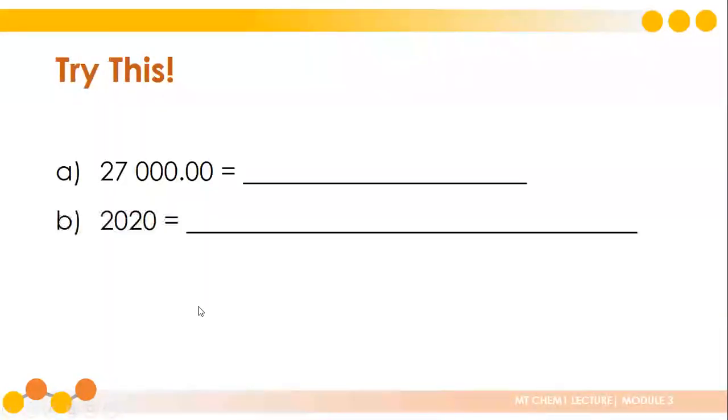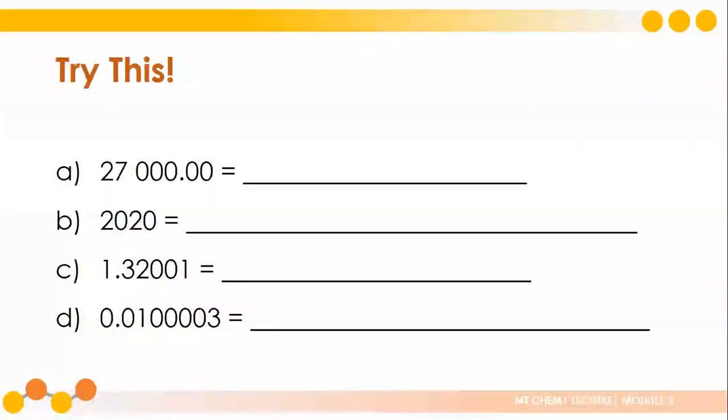Let's try this one. Kindly pause the video and then try to answer how many significant figures we have in these givens. For letter A, we have 27,000.00. For letter B, we have 2020. For letter C, we have 1.32001. And then for letter D, you have 0.01000003. Again, kindly pause it. Try to answer it on your own, and then let's check if it's correct.